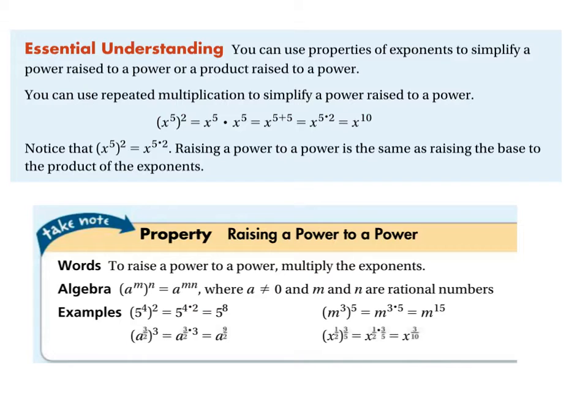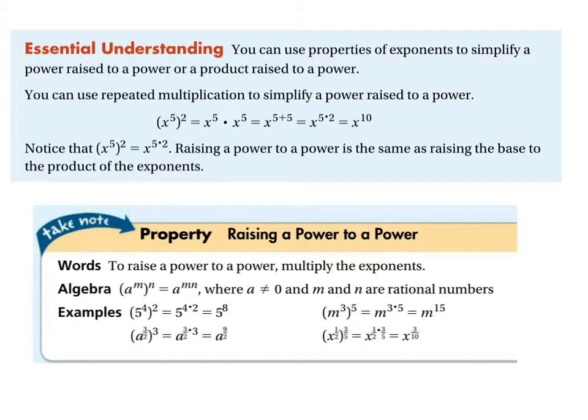Right here, a to the 3/2 raised to the third. Remember, we're going to multiply them together, so we do 3/2 times 3. And that becomes 9/2, because you can imagine that as 3 over 1, and then 3 times 3 on the top, 2 times 1 on the bottom. Next, m cubed raised to the fifth power, or m cubed times m cubed times m cubed times m cubed times m cubed. We'd have 3 times 5, or 15 m's multiplied together at the end of that.